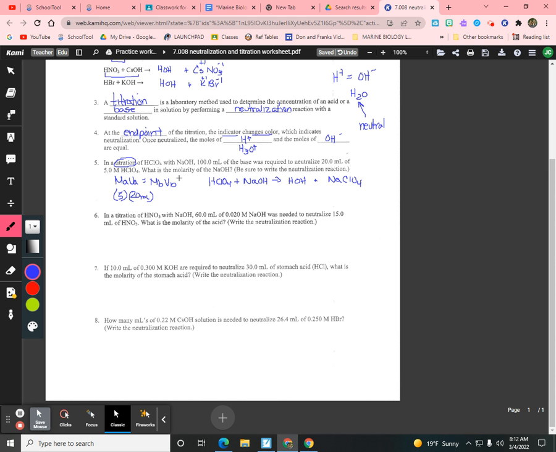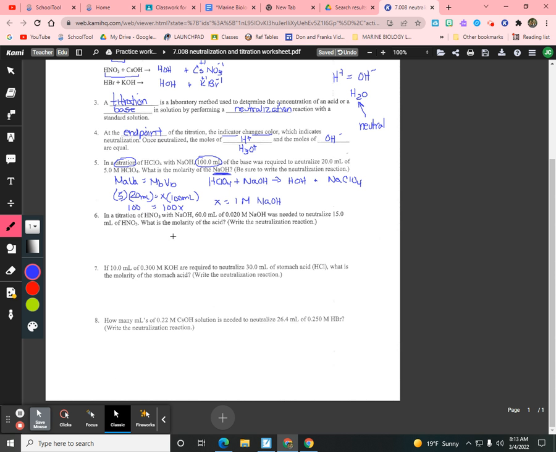What is the molarity of the base? This is the base. Be sure to write the neutralization reaction. Okay, I skipped this part. It's 100 milliliters of the base. It's up here. Okay, 5 times 20 is 100, equals 100x. So x equals 1 molar sodium hydroxide.